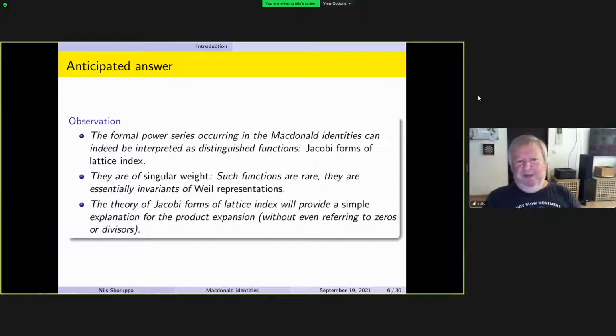In a different way, as you will see also in this talk, they are essentially invariants of so-called Weyl representations. And as I indicated already, the theory of Jacobi forms of lattice index that I will sketch in a moment provides a very simple explanation for the product expansion in these Macdonald identities. And it's even easier than the proofs I sketched for the Jacobi theta function. We don't have to count zeros or things like that. It's just a miracle. It works.